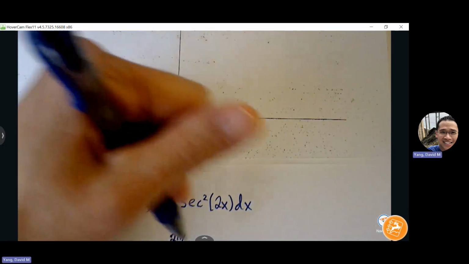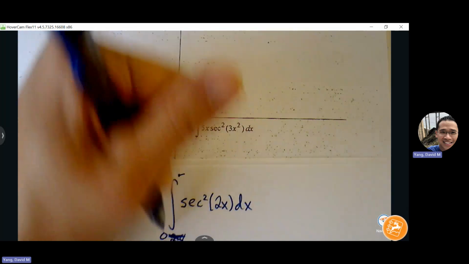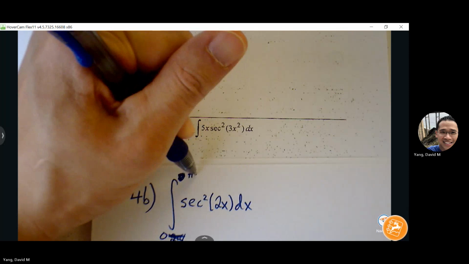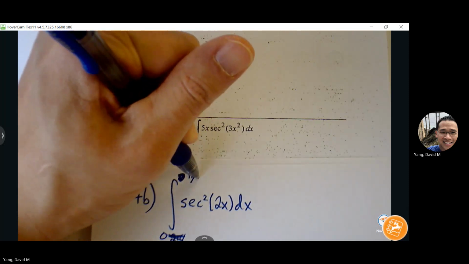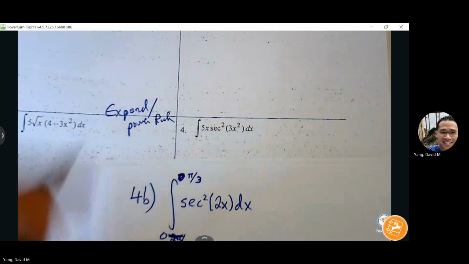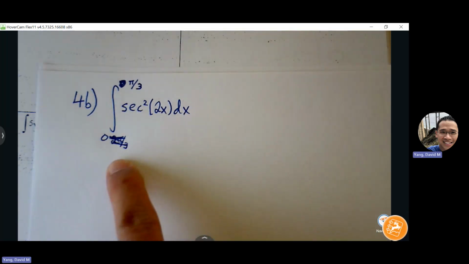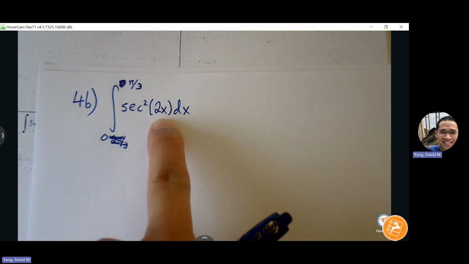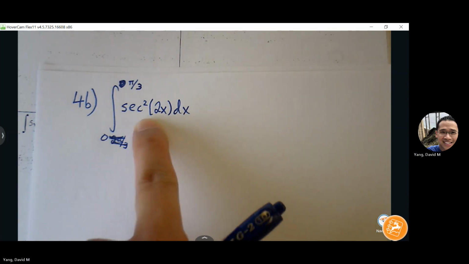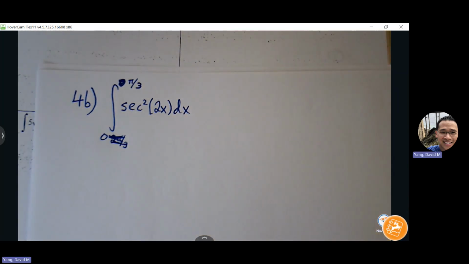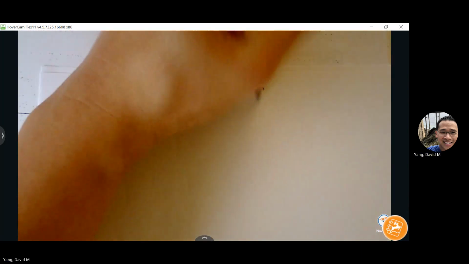Let me change it from, sorry, let me go from 0 to 2 pi. Okay, so first things first, we ignore the bounds, right? We take care of the secant squared 2x. This looks like the rule that we want to use, secant squared, but what's our u value here? 2x.